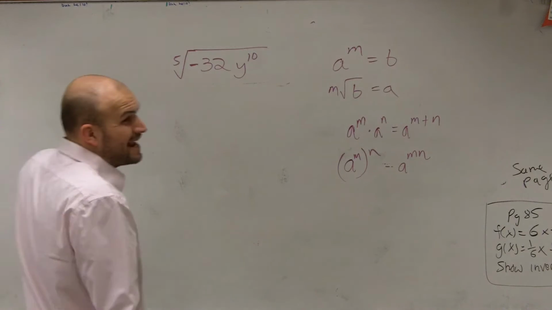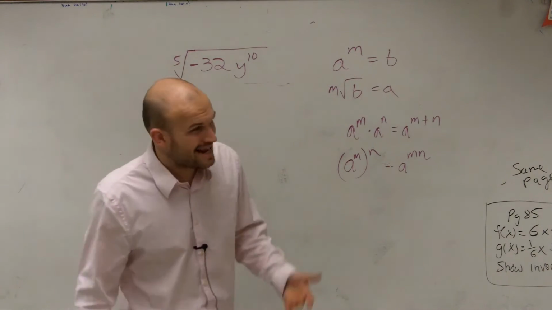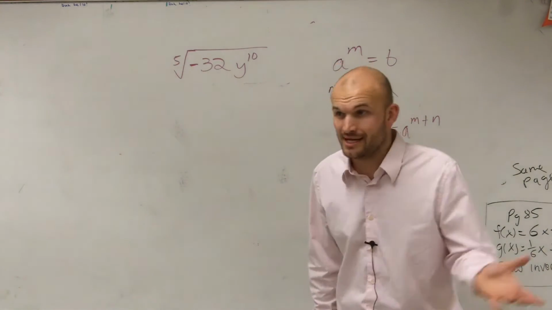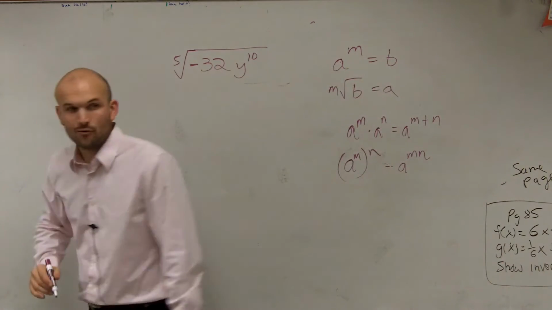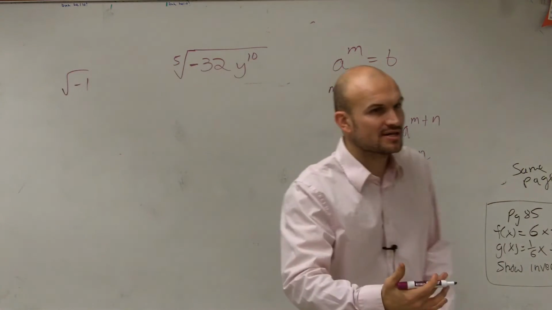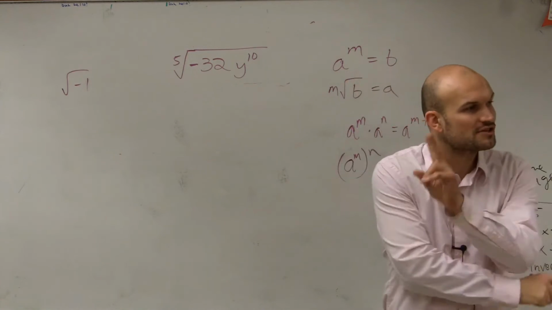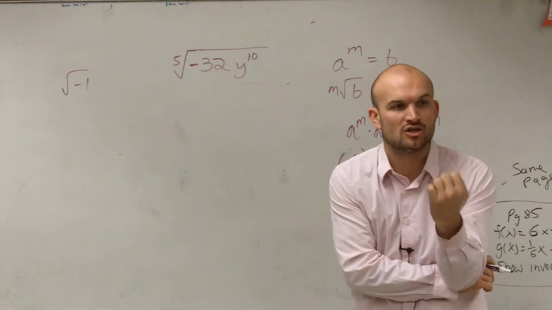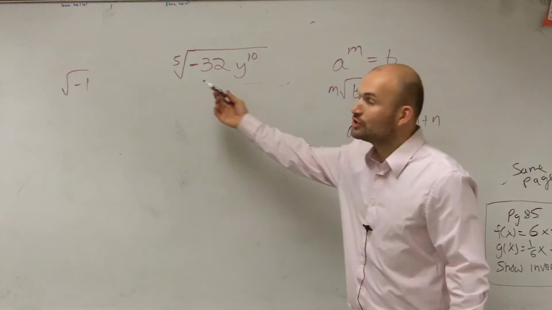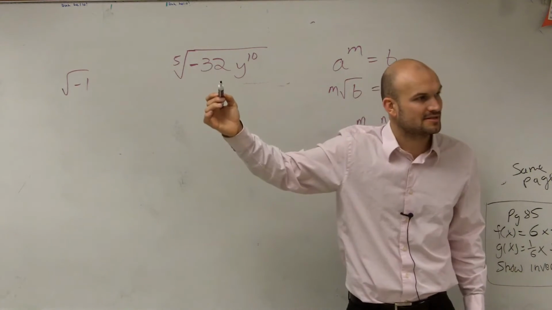Now I need to make this negative. Now I'm looking at this and I'm saying, all right, a negative number. Mr. McLogan, you always said negative numbers, that's going to be i, right? You can't take the square root of negative 1 because there's no two numbers that multiply to give you a negative 1, right? But remember, that's for the square root. Square root means what number multiplied by itself. The fifth root says what number multiplied by itself 5 times.